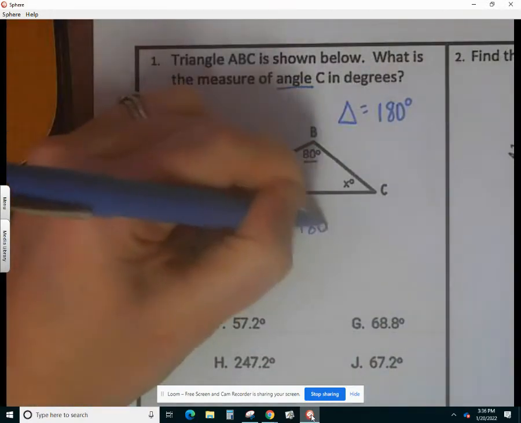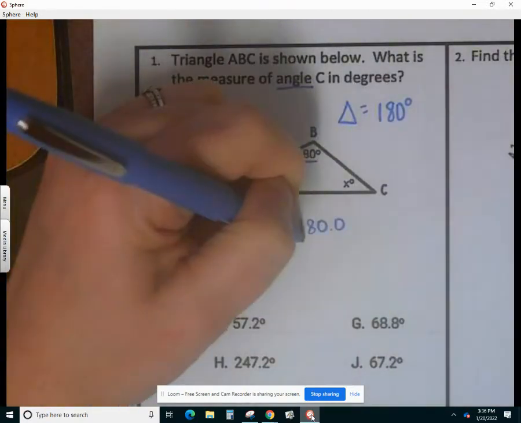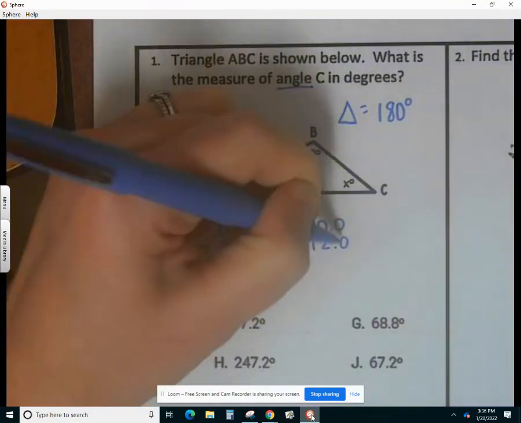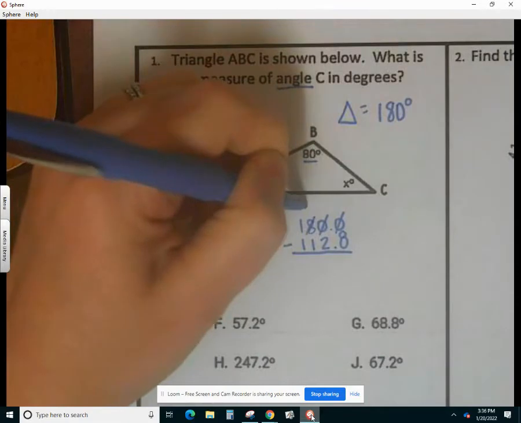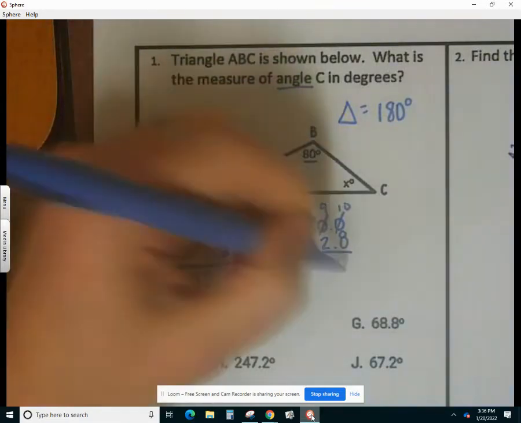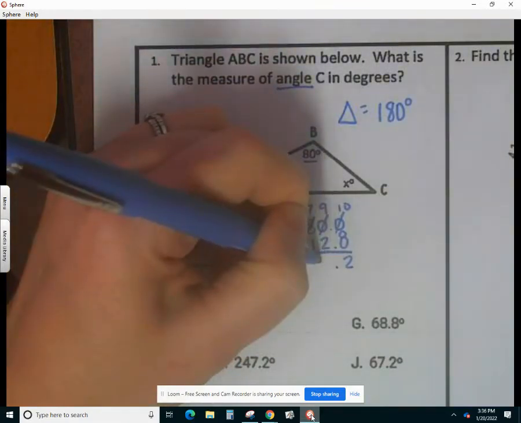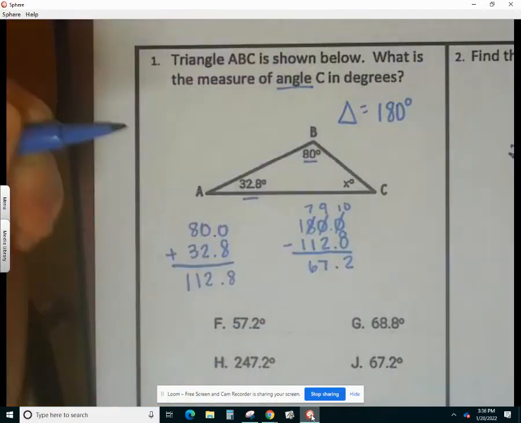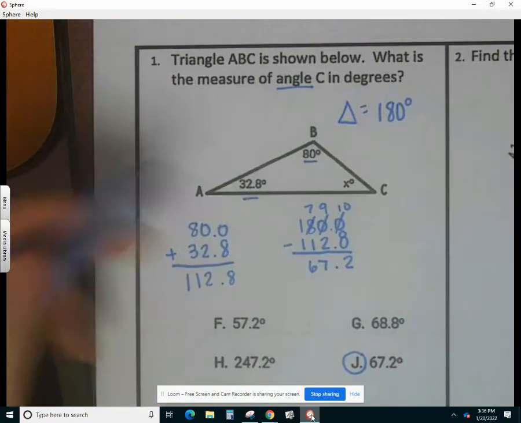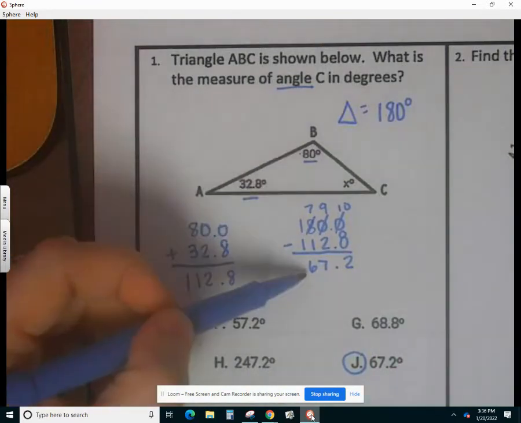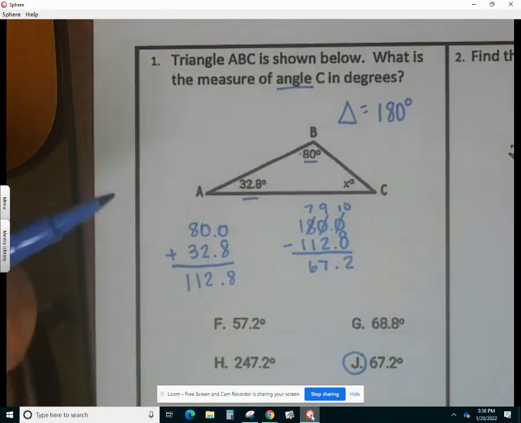Then we subtract that from the total of 180, and that's going to give us our answer. So we do have to borrow, and we get 67.2 degrees. You can always add up this, this, and this, and make sure they add up to 180 to make sure that your answer is correct.